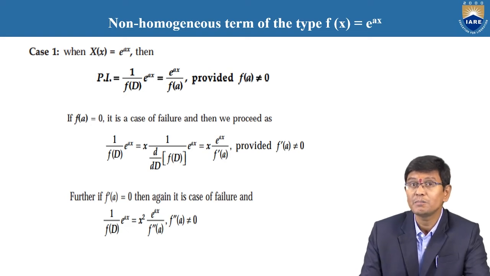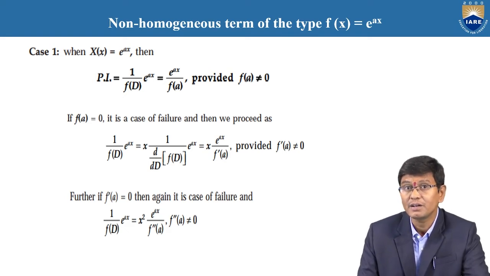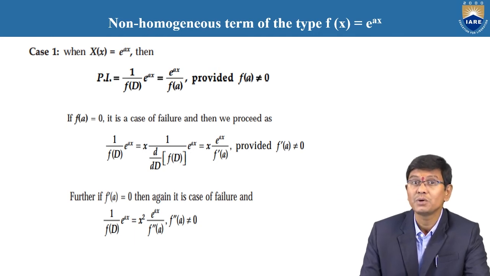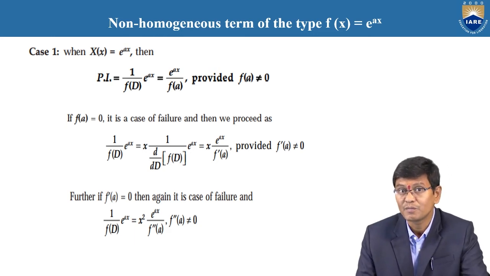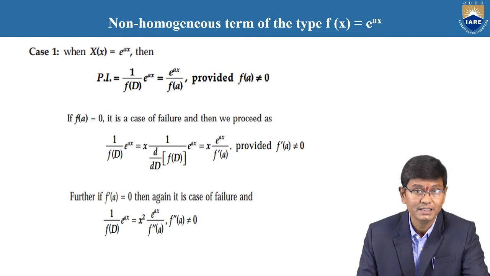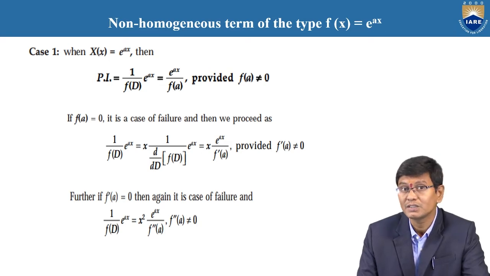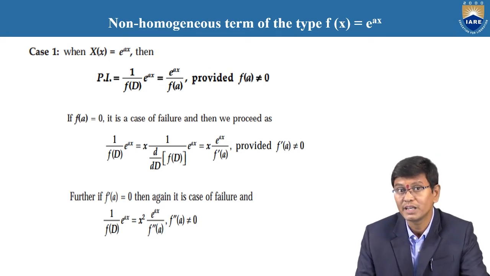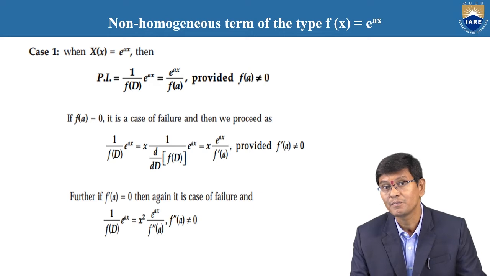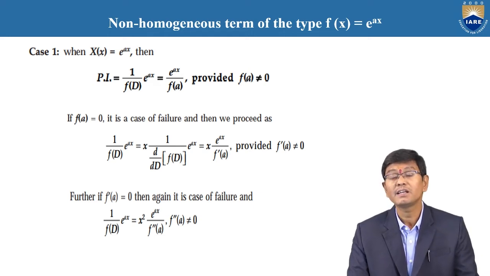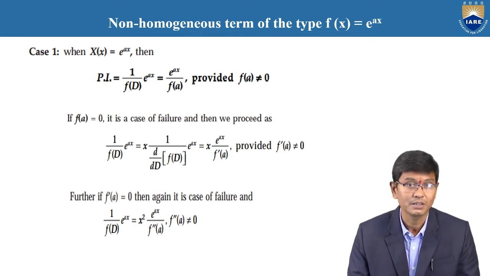Therefore, if e power ax is given, we write the particular integral as 1/f(D) times Q, where Q is e power ax, and here we replace D with a. That means f(D) becomes f(a) by replacement of D with a, which is a value, provided the denominator is not equal to 0.